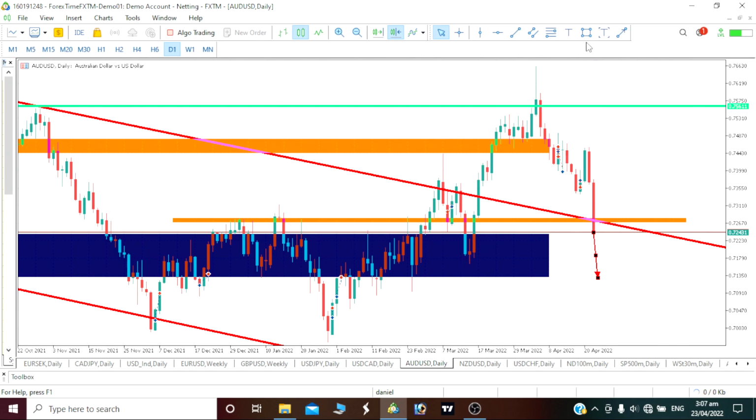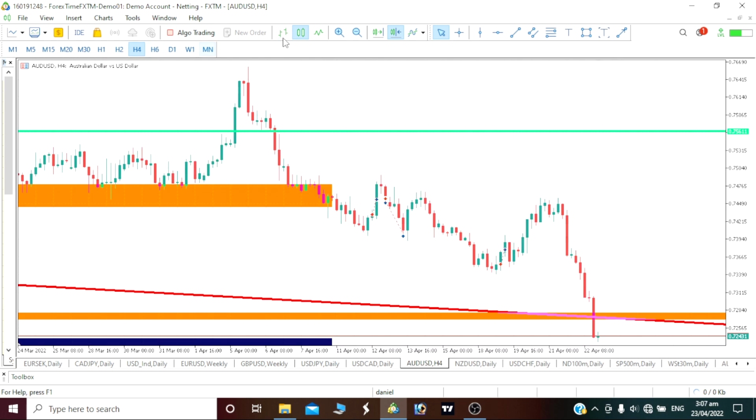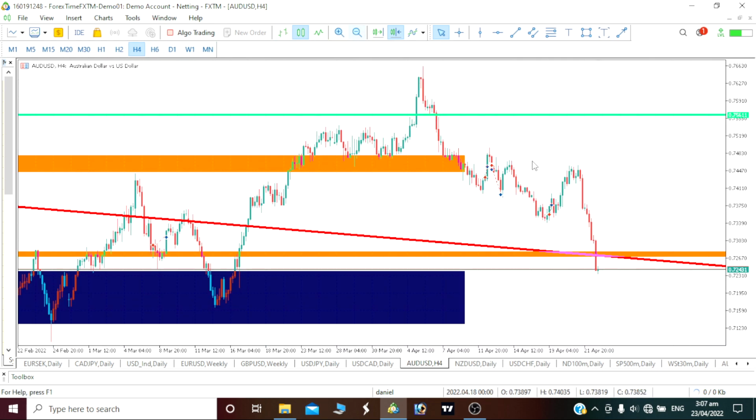We are still aiming for a fall on our AUD to around this area here, at least 0.713. That is exactly where we should be aiming for our AUD to fall before you can see that push up. But our AUD, we are still going down on our AUD. Same thing with our 4-hour time frame, it is still showing us we are still selling our AUD.